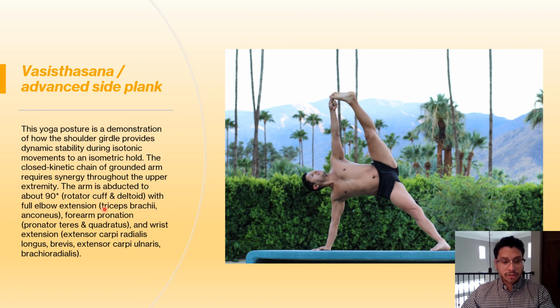With full elbow extension, we activate the triceps brachii, the anconeus. With forearm pronation, we activate the pronator teres and quadratus to stabilize the elbow joint. And with active wrist extension, we elicit the extensor muscles collectively, the extensor carpi radialis longus and brevis, the extensor carpi ulnaris, and also the brachioradialis.